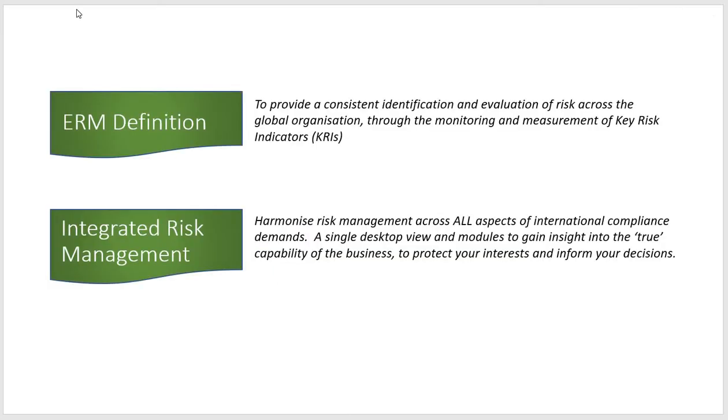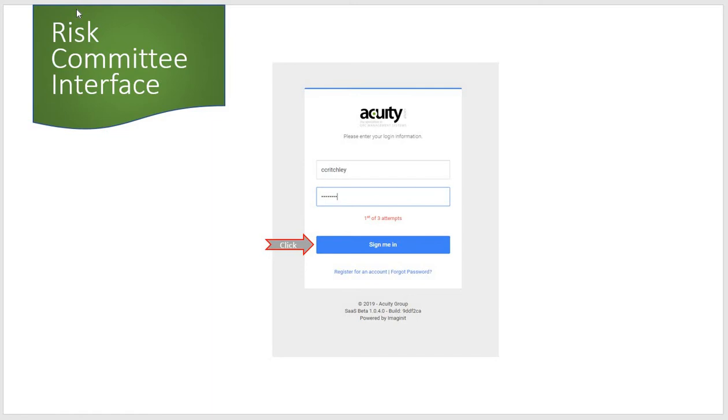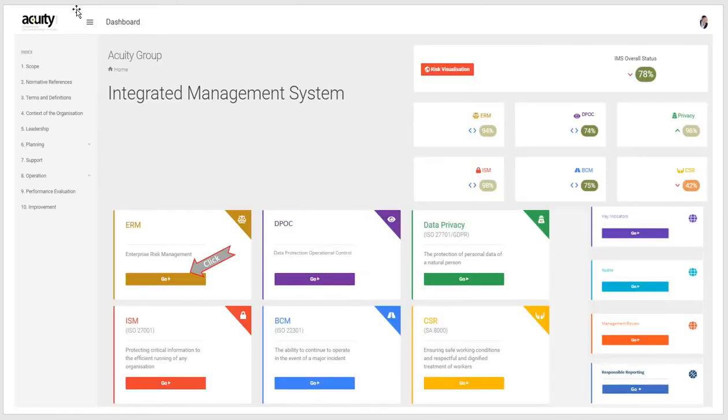Please allow me to show you our ERM and how we harmonise risk management across all aspects of international compliance demands. We sign on using 2 levels of authentication, and then you're immediately presented with your dashboard. Your dashboard allows you to see all the modules that you have access to. We're going to go into the ERM.